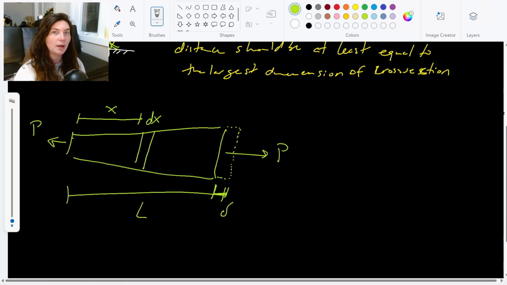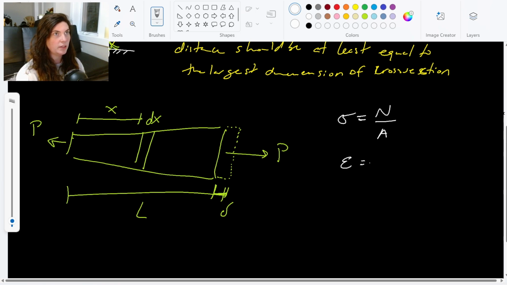So if we have some object that's loaded like this and it's in the elastic region, then we can use our stress and strain and Hooke's law relationships to all work together, right? So our stress equation was the stress is the normal force over the area.